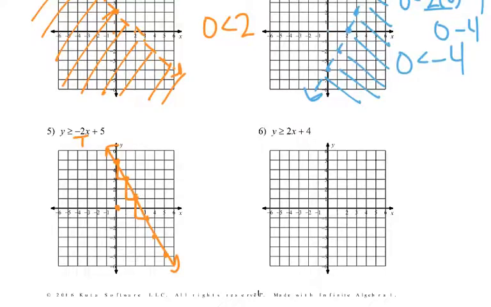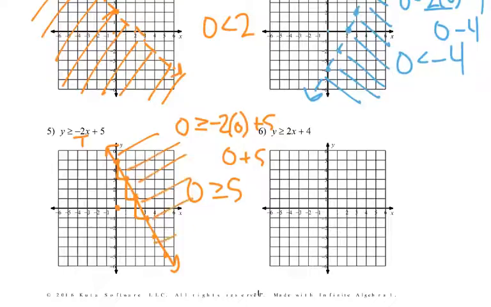Then we test it. 0 for y, 0 for x. Negative 2 times 0 is 0. 0 plus 5 is 5. Is 0 greater than or equal to 5? Nope. So I shade the opposite side.